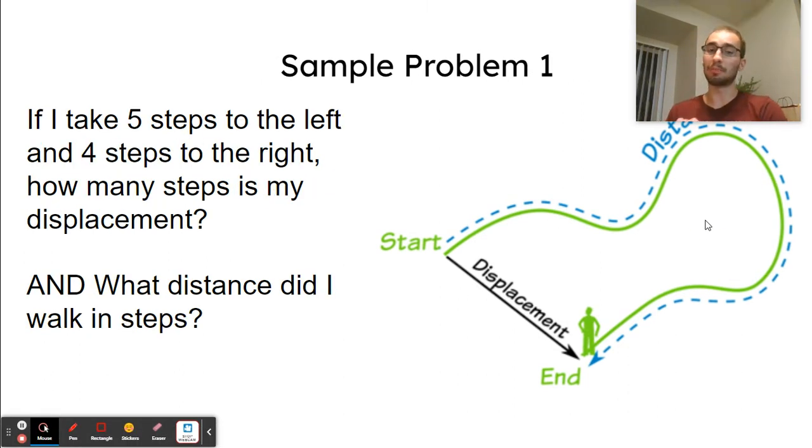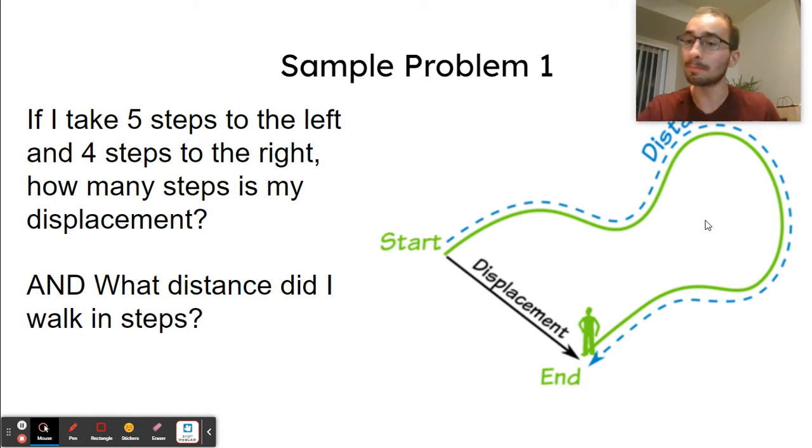And I have a sample problem for you. If I take 5 steps to the left and 4 steps to the right, how many steps is my displacement? And what distance did I walk in steps total? Pause the video now. Try and figure out the displacement and then the total distance in steps.